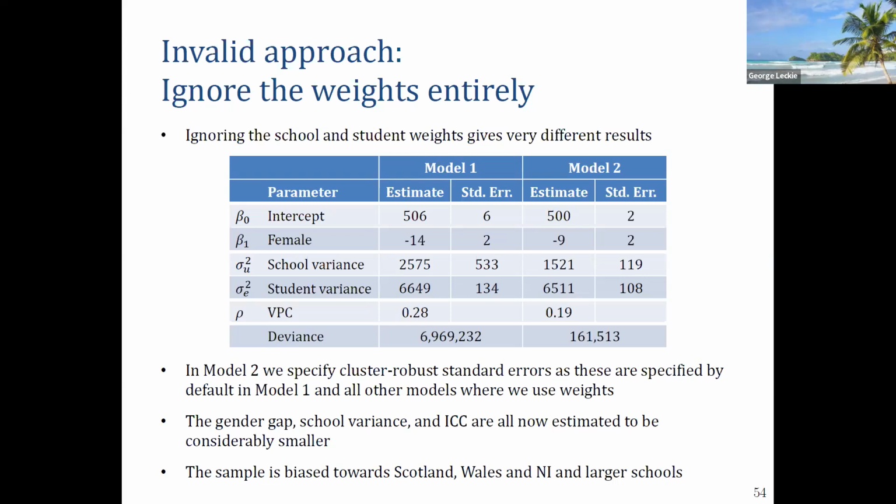The deviance is much higher because we're putting those weights in, and the weights are much bigger than 1, and that just kind of multiplies up the above line. Okay. So this analysis was biased towards Scotland, Wales, and Northern Ireland in particular.